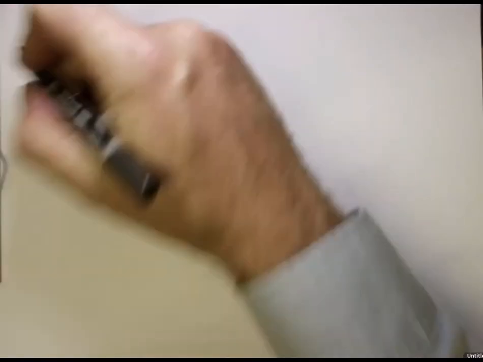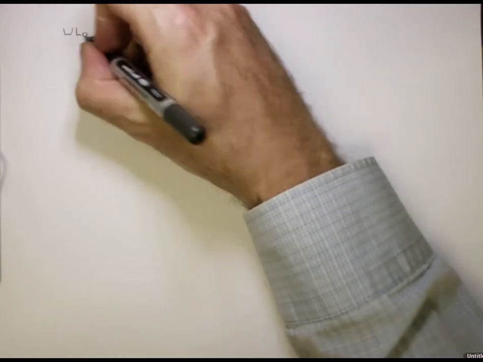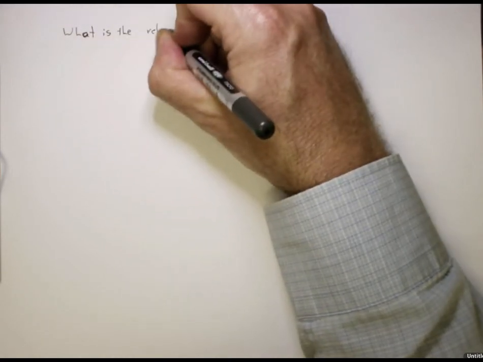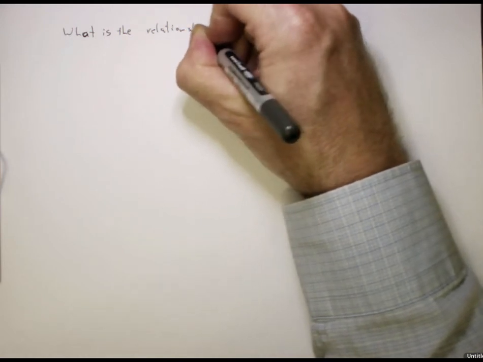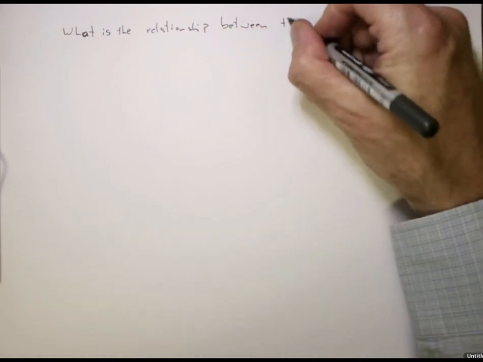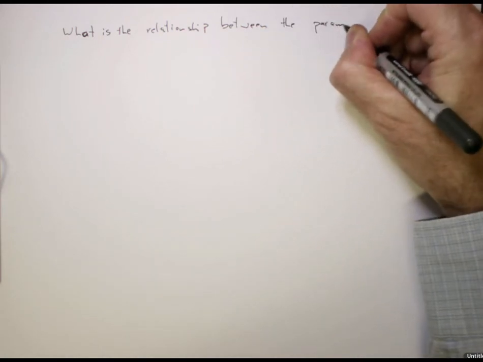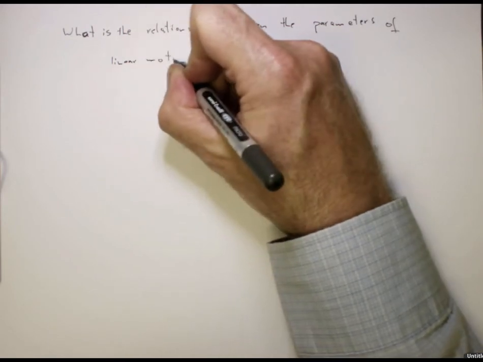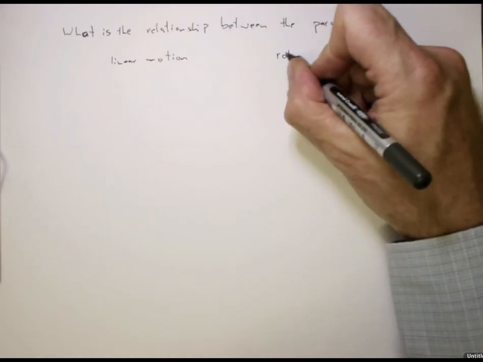In order to answer this question, let us first understand how the kinematics of linear motion and rotational motion are related. So the question is, what is the relationship between the parameters of linear motion, as we have just listed them, and rotational motion, as we have just listed them?